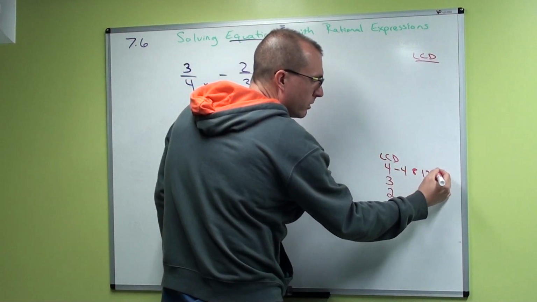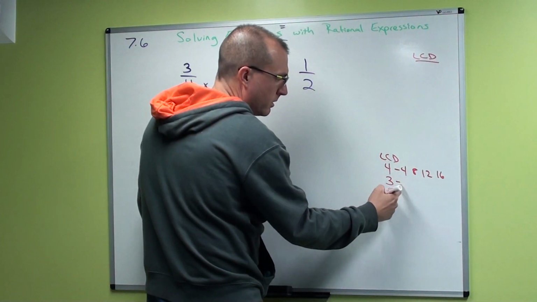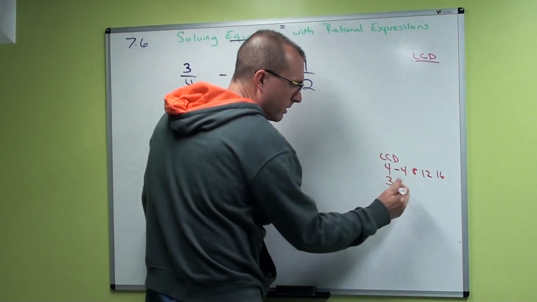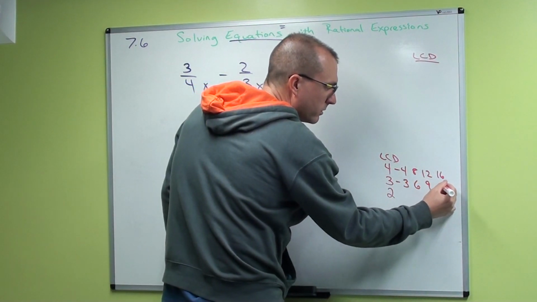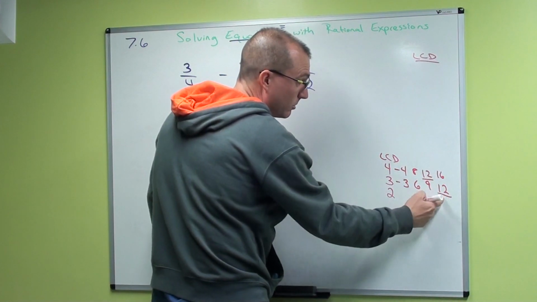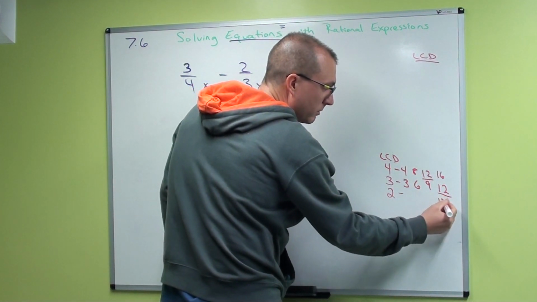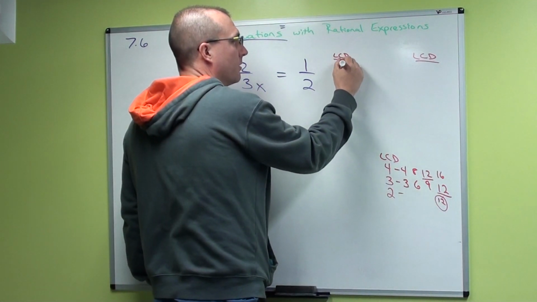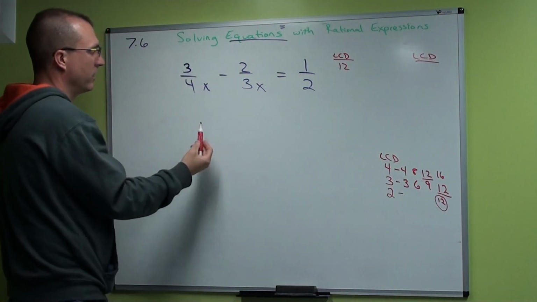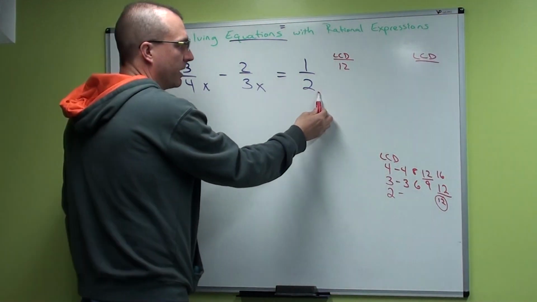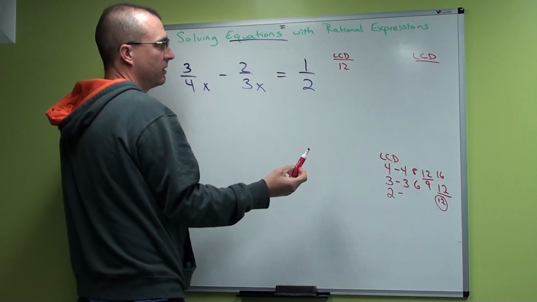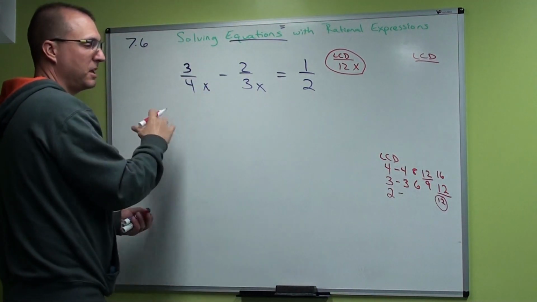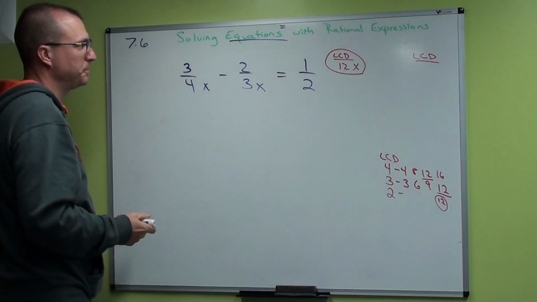4, 3, and 2. We write our numbers out. 4, 8, 12, 16. Okay, 3. I was writing 6, I skipped a step. 3, 6, 9, 12. I got 12 and 12. And I know 2 goes into 12, so 2 will definitely go into 12. So 12 is my least common denominator. And then we have an x and no x, which means we have to use an x. It just happened that our least common denominator is the same as it was in the previous problem.